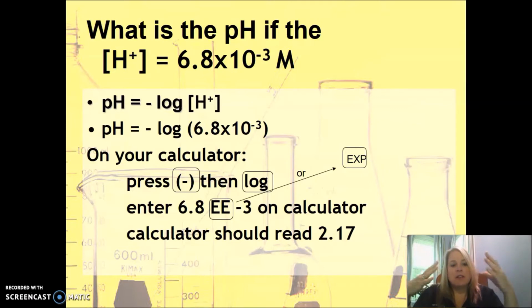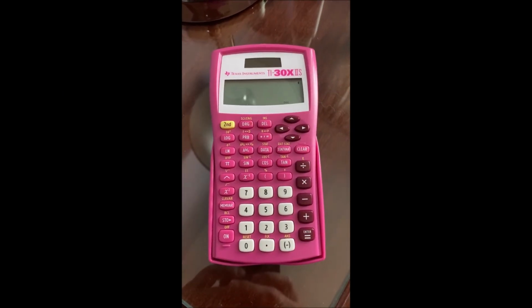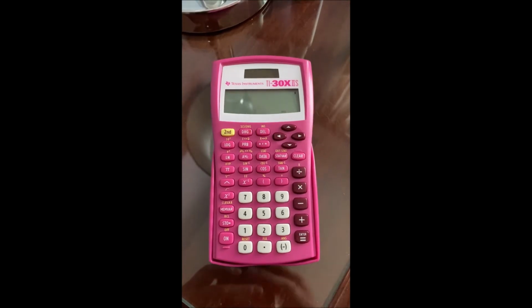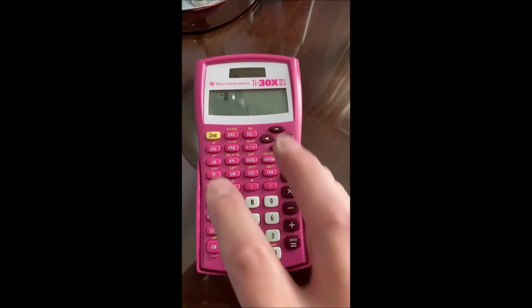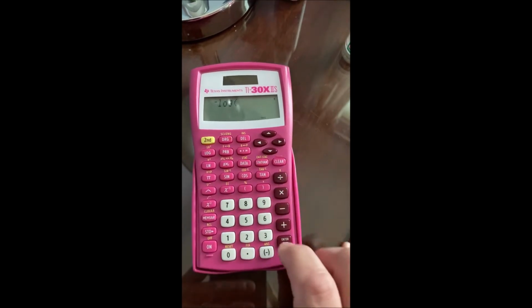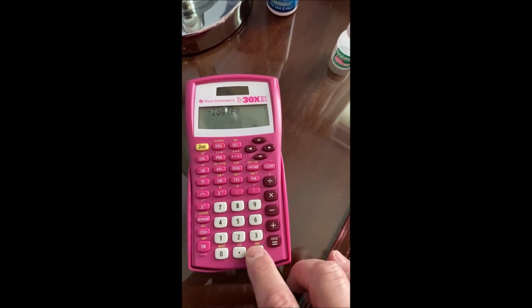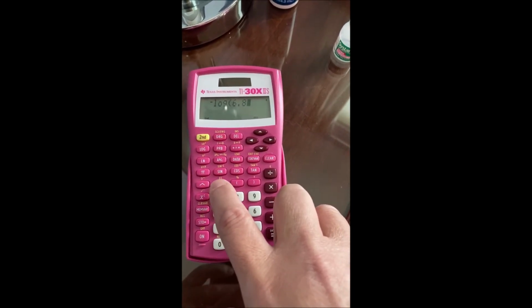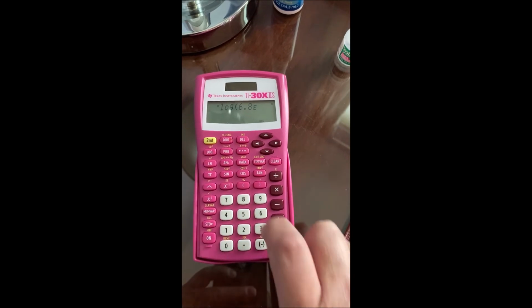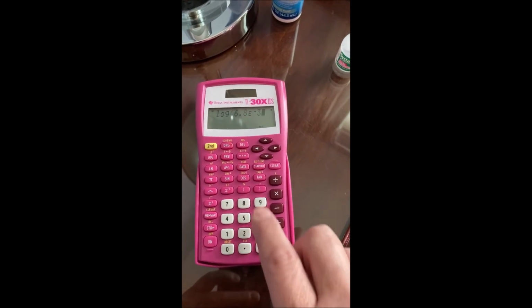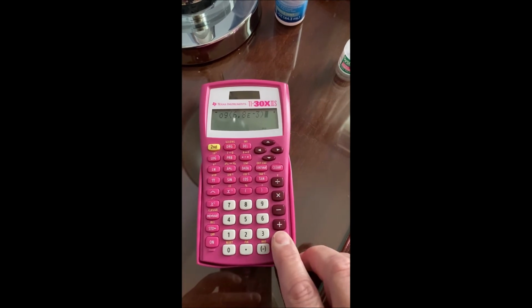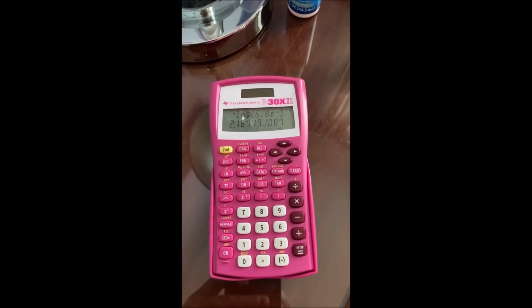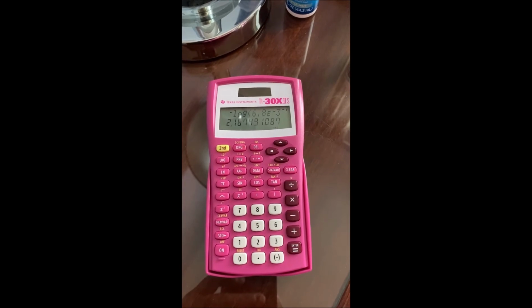I know some of you like to use the times 10 and the caret sign. If you do that, that's fine. Just make sure that you're in parentheses. Okay, so what you're going to do is the negative button, and then you're going to hit the log button, which is under that second button. And then we're going to go 6.8, and then we're going to use the EE button. So we're going to do second. And see, there's the EE button on this calculator. And we're going to do negative 3. We can close the parentheses. And when you do that, you should get 2.167, which rounds to 2.17.